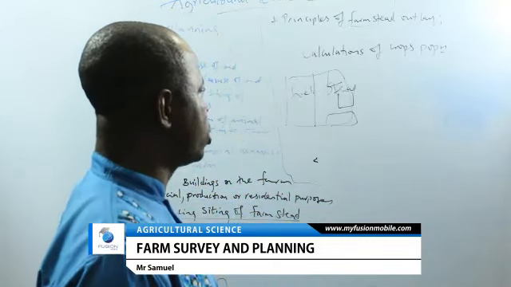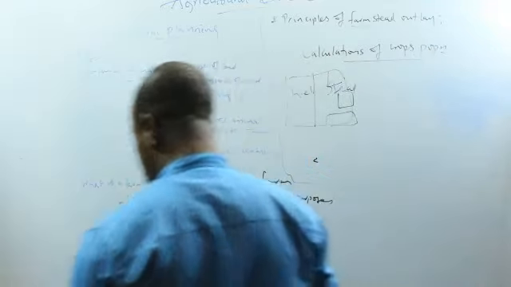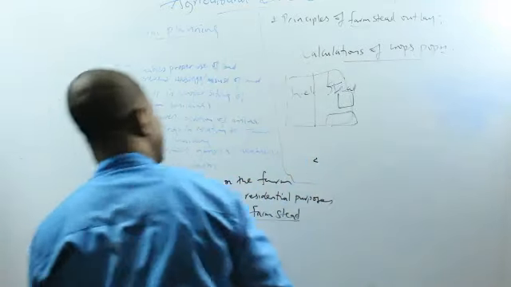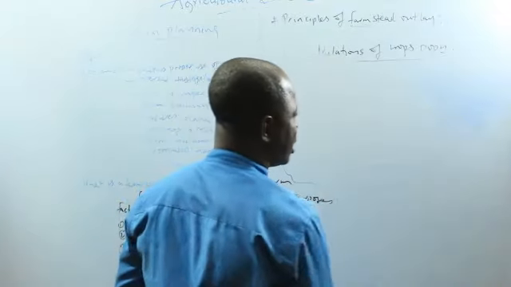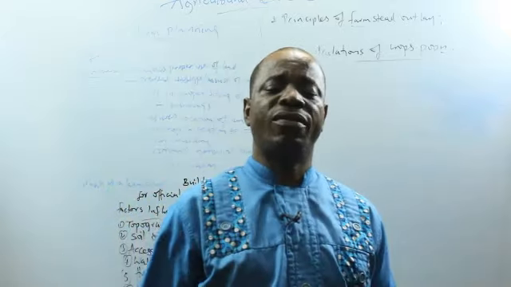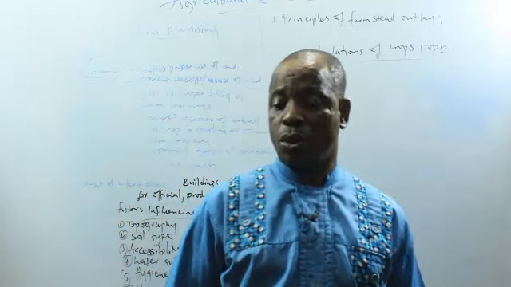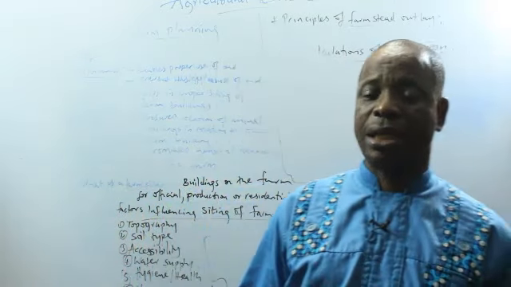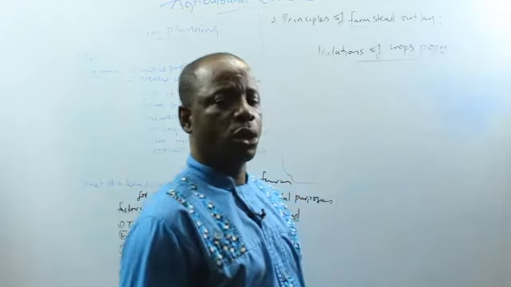We want to go to calculation of crop population now. How do we calculate crop population? How does the farmer know how many crops he has on the farmland? Normally, you might say the farmer should count one by one. But when you have a very big farm, like 1 hectare or 2 hectares, you cannot just go there and be counting 1, 2, 3, 4. You must have a formula to calculate the crop population.